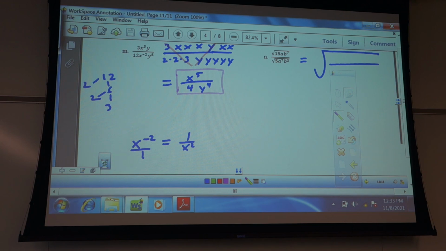Yeah. I put 2 squared, would that be wrong? Oh, that's fine. 2 squared is fine.